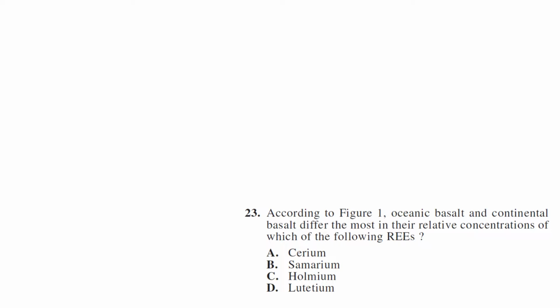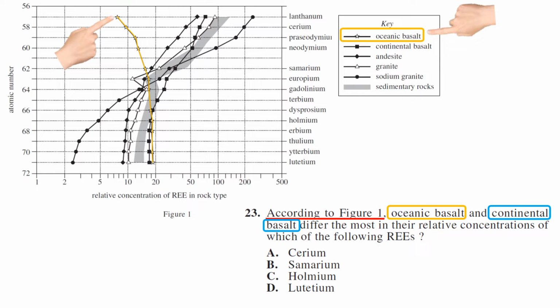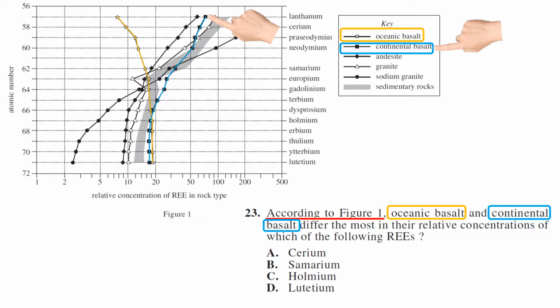Question number 23. According to figure 1, oceanic basalt, that's going to be the one with a star on it, and the line over there is the one with the star. And continental basalt, that's the one that's a square. The one beside it looks kind of like a sideways square, but it's a diamond. Don't get fooled. And differ most in the relative concentrations of which of the following REEs?